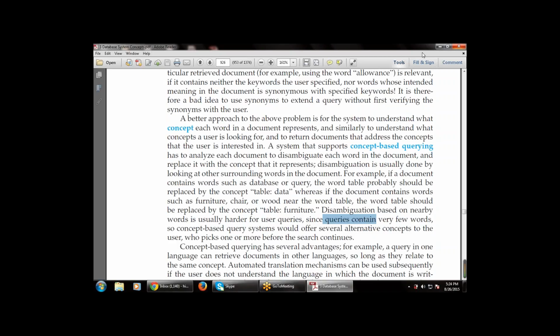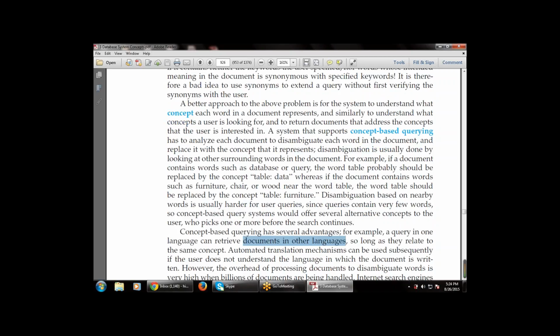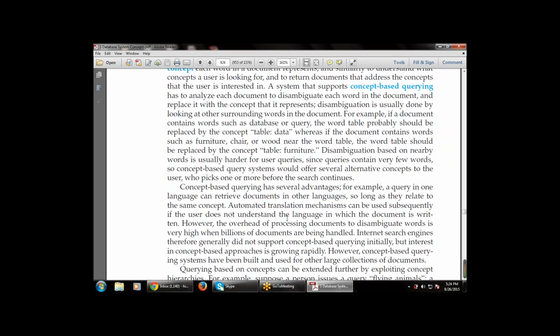For example, a query in one language can retrieve documents in another language, so long as they relate to the same concepts. An automated translation mechanism can be used subsequently if the user does not understand the language in which the document is written.